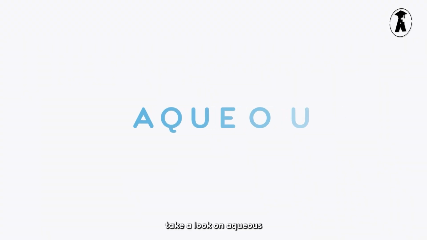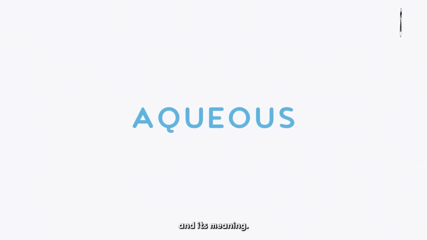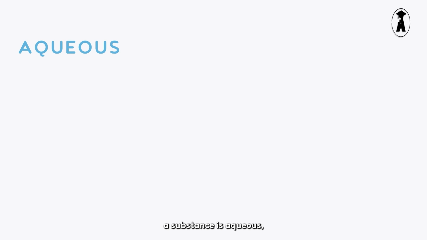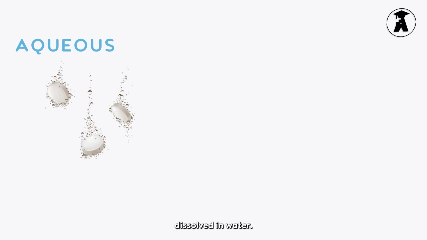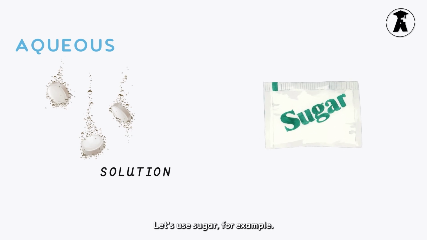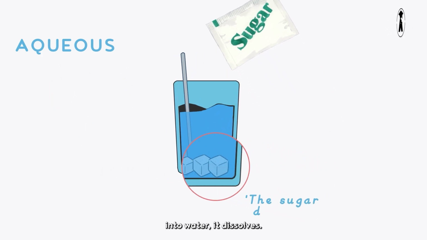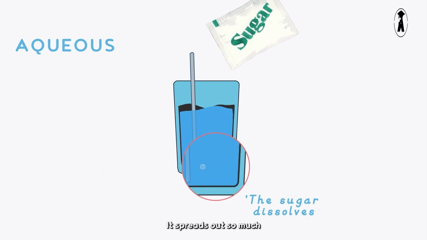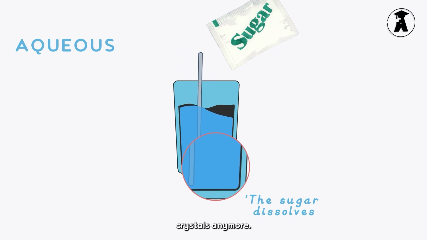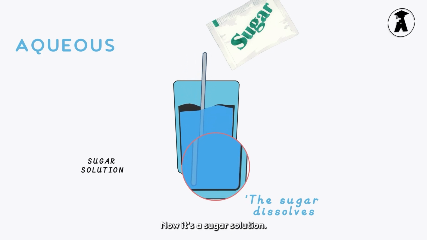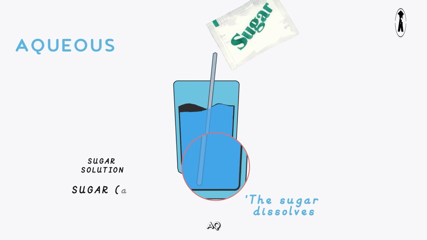Let's quickly take a look at aqueous and its meaning. When we say a substance is aqueous, we mean it's dissolved in water. It's not just sitting there. The water has broken it down so the particles spread out evenly, forming a solution. Let's use sugar, for example. When you stir sugar into water, it dissolves. It spreads out so much you can't see the crystals anymore. Now it's a sugar solution, and in chemistry we call that aqueous sugar, written as sugar (aq).